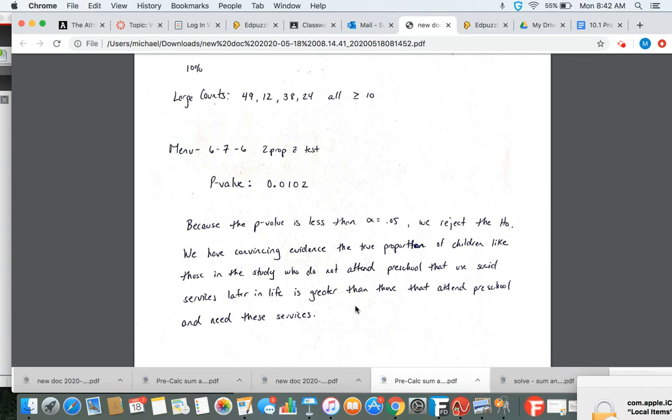Because it's small, because it's less than our significance level, we reject the H0, which means that we have convincing evidence that the proportion of children, like those in the study, meaning of these low-income families in Michigan, since that's who's involved in our study, that's really who we can only draw these inferences about. It can't be just anybody. It's got to be about people like these, people that come from low-income families in the state of Michigan. Those children that did not attend preschool use social services at a higher rate later in life compared to the students that did attend preschool.